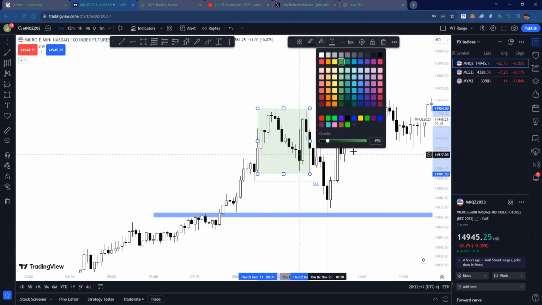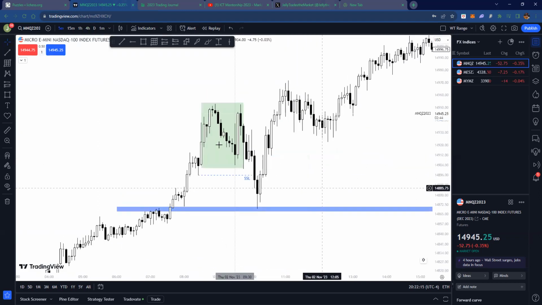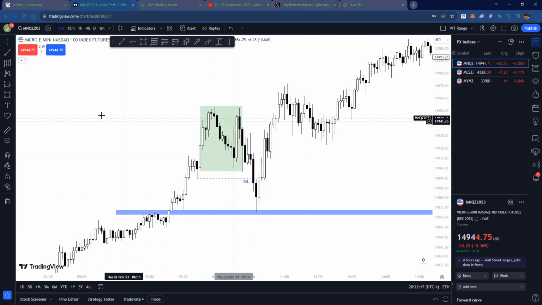You can't really see, you know what I'm saying? So we have the accumulation right here, and then we have price coming down, creating a manipulation below this low.